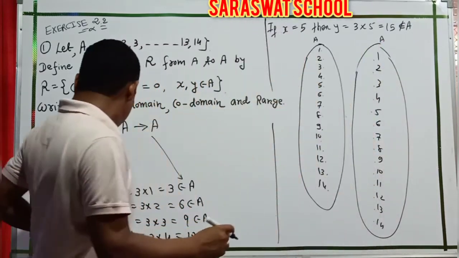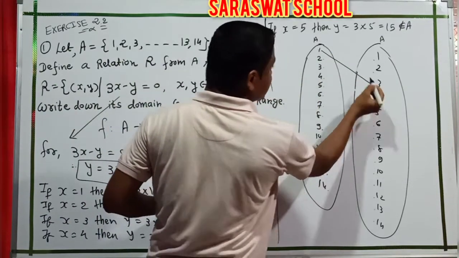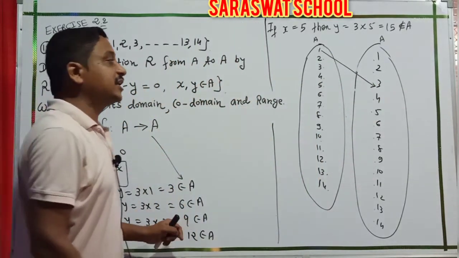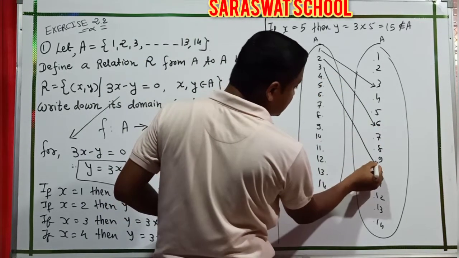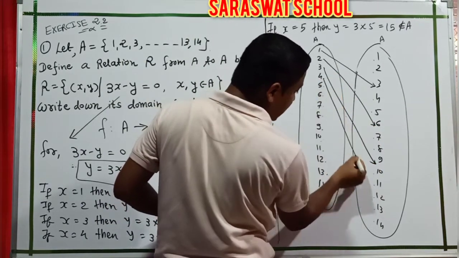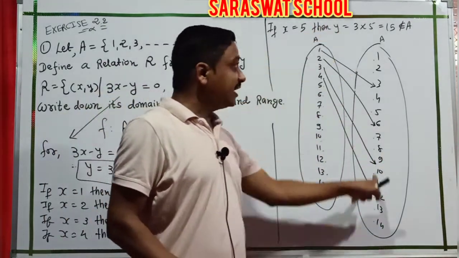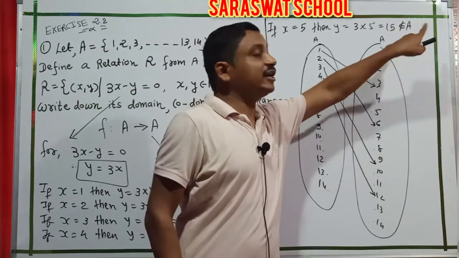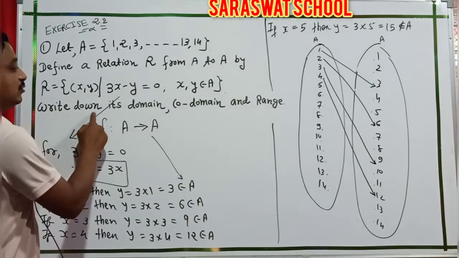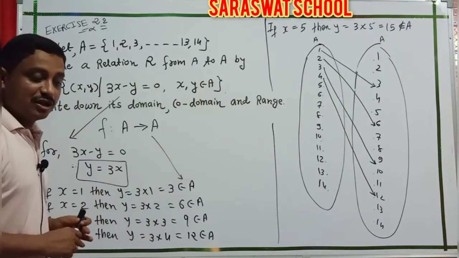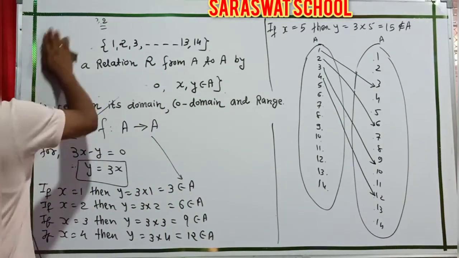Now check. If you put 1, you get the answer 3. So a 1 to 3 relation exists, students. 2 to 6 relation, so here 2 to 6. 3 to 9 relation. 4 to 12 relation. Now 5 has no relation, because it is not present in this codomain. Therefore students, here written not belongs to. Now read the question: write down this domain, codomain and range. So first of all, students, I write down our question R in the roster form.